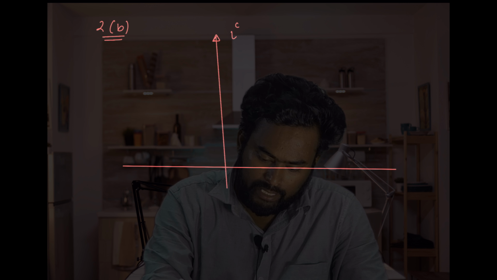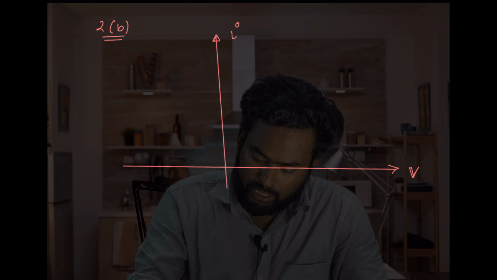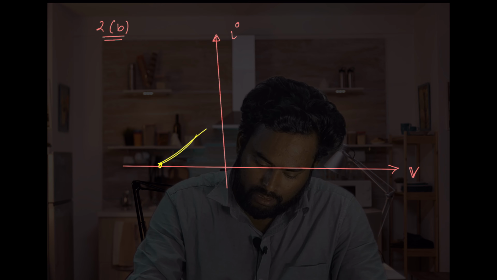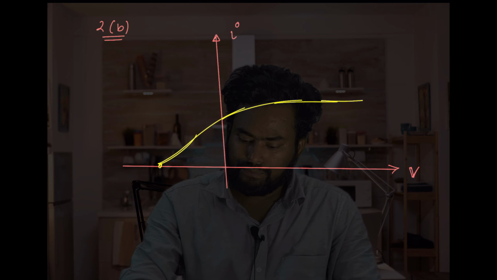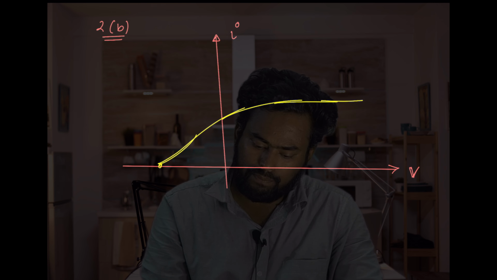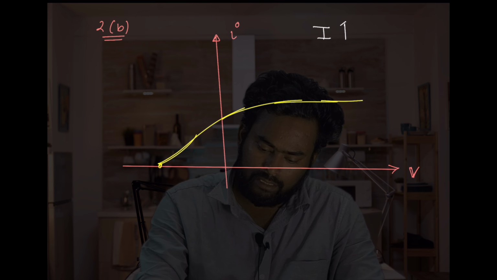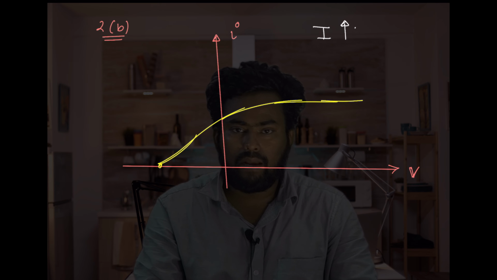2b. On the same graph, now we will study the effect of intensity. Effect of intensity on the current versus potential graph. So the current versus potential graph looks something like this. Okay, if I increase the intensity, what will happen now again?